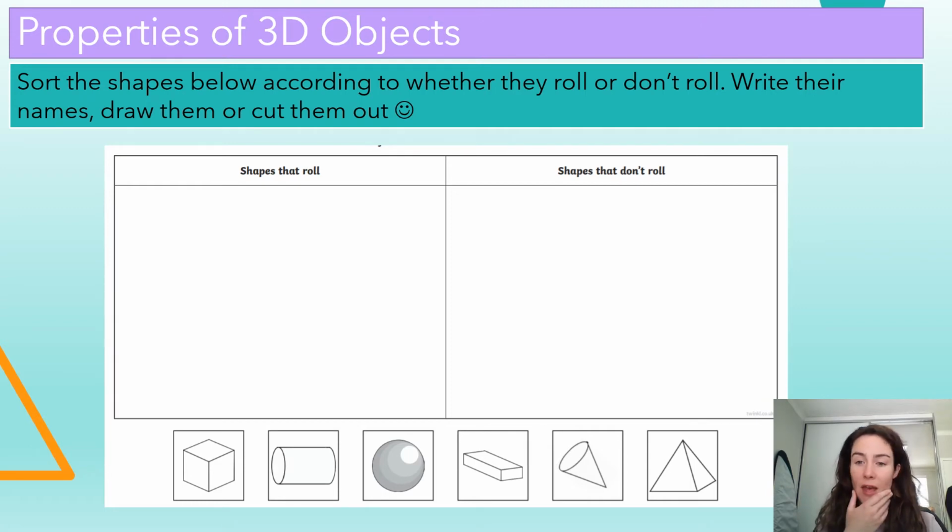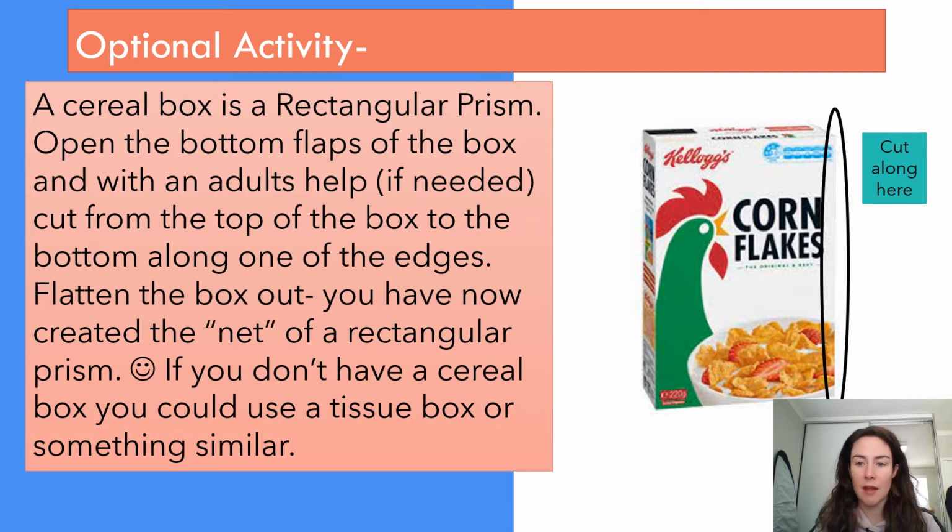So thinking about, do they have a flat side or flat edge, or do they have a curved side or curved edge? And our optional activity for today is to create a net of the object out of a box you have at home. So if you have a spare cereal box, you could use that.